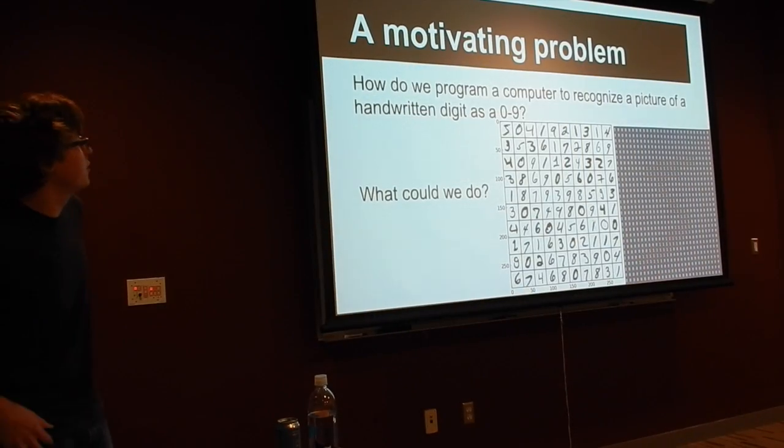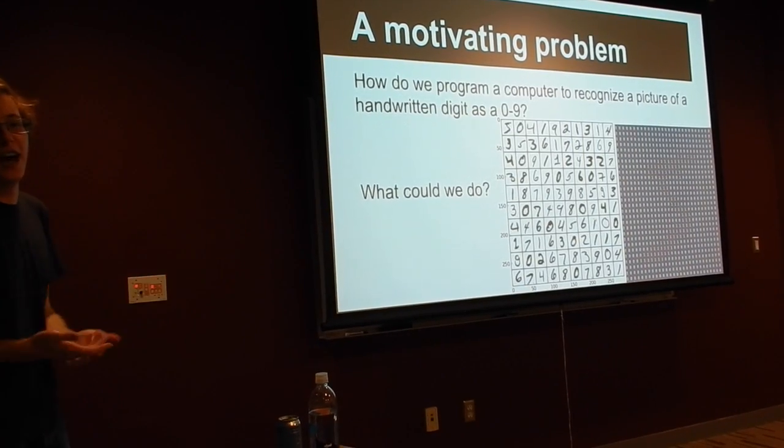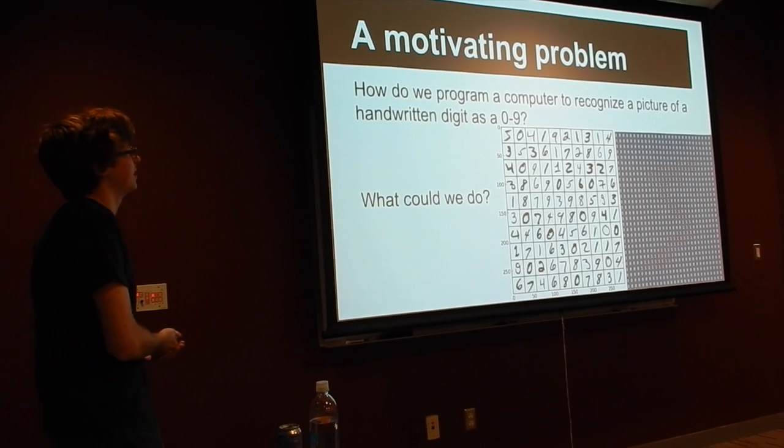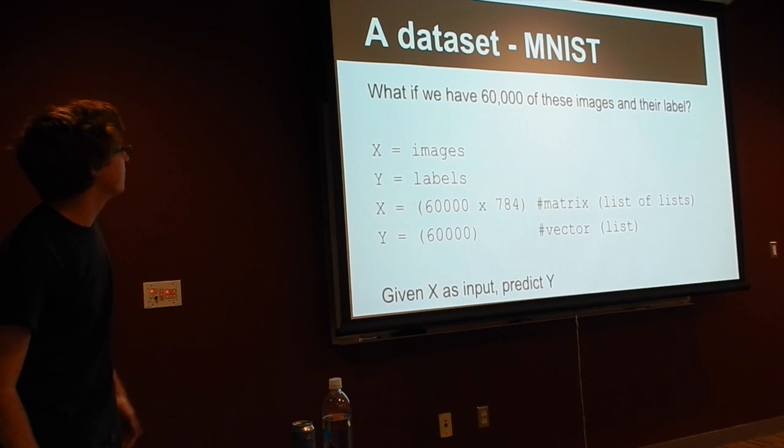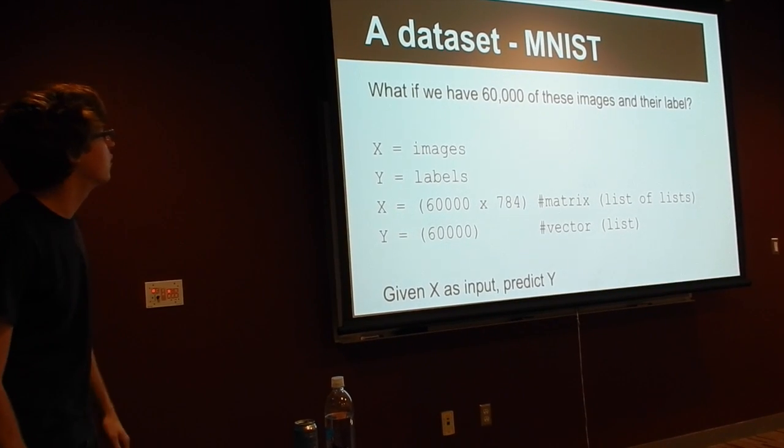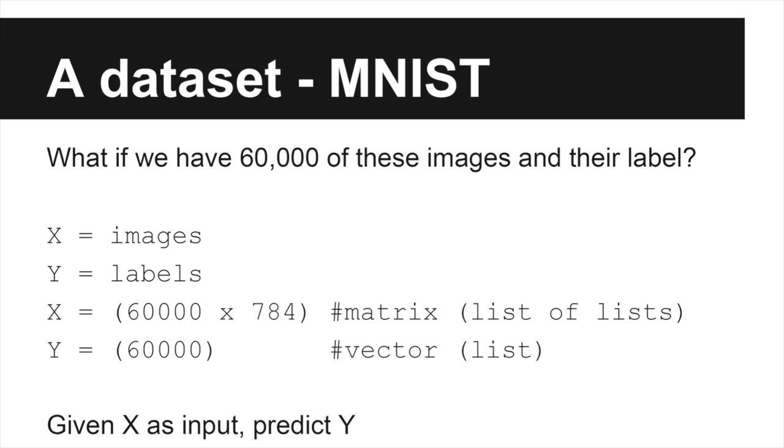All right, so assuming you have no knowledge of machine learning, how would you program a computer to recognize a picture of a handwritten digit? And again, it's just literally an array of pixel values. So how can we do it? Well, one of the simplest ideas, we have a data set for this also. So we have 60,000 of these images and their labels.